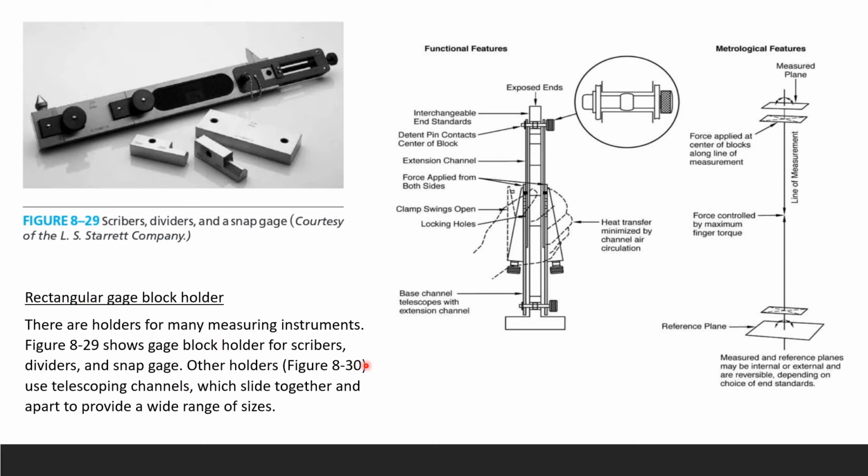The rectangular gauge block holder is a little bit different. These are holders for many measuring instruments that you can see here, scribers, dividers and a snap gauge. And another holder you can see right here, another example, uses a telescoping channel, which slides together then apart to provide a wide range of sizes. And sometimes you can see the heat transfer can be minimized by channel air circulation, just trying to cool your hand down, okay?